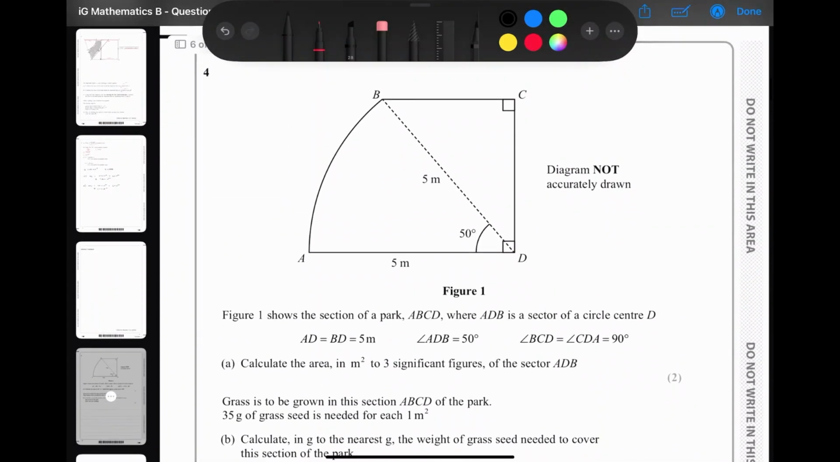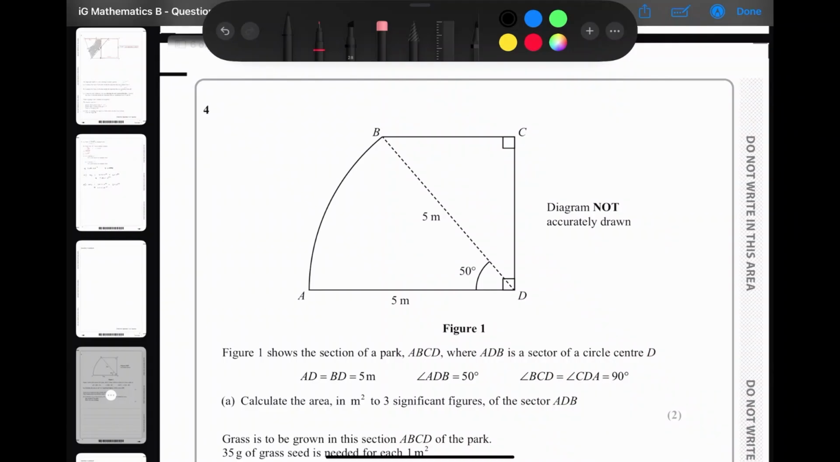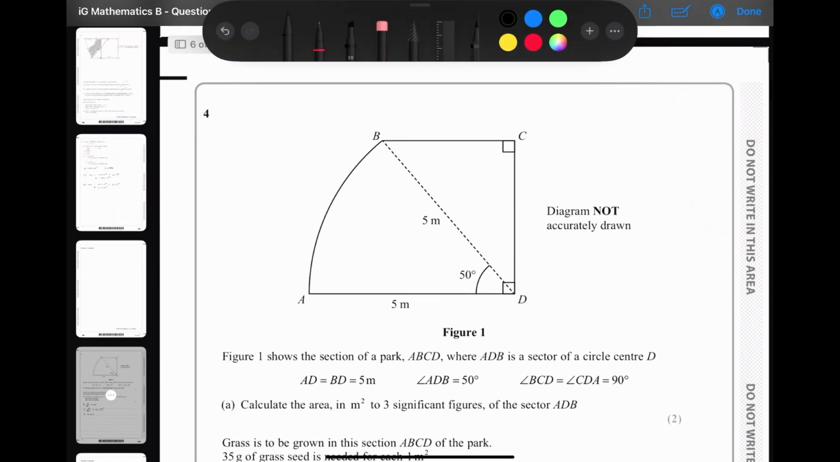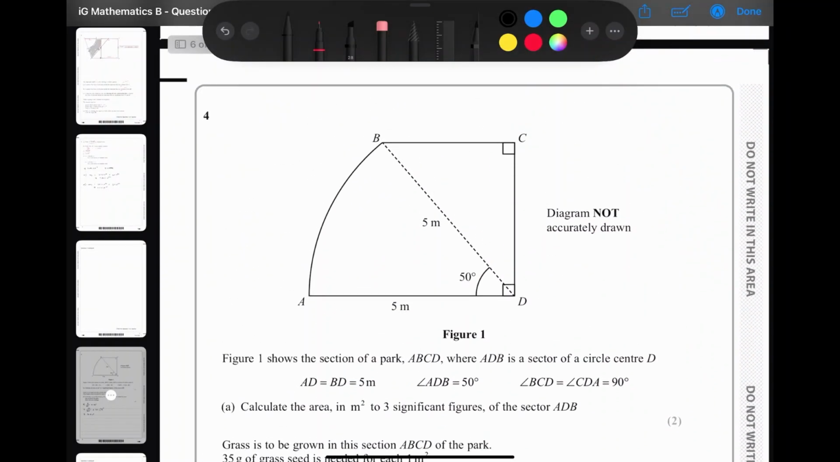For the last question today, this is a joint diagram. For the area, we will use the formula for a sector. And we get 10.9 square meters. For the second one, we need to get the total area, for which we need to find BCD too.